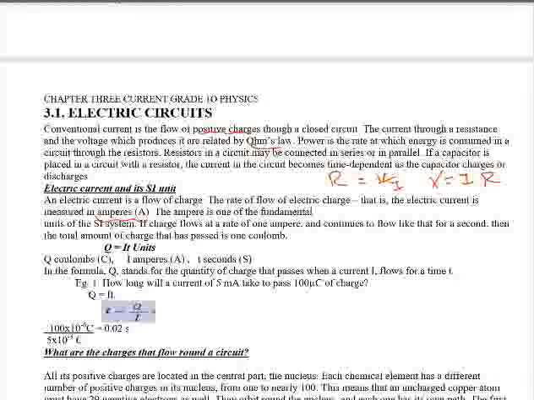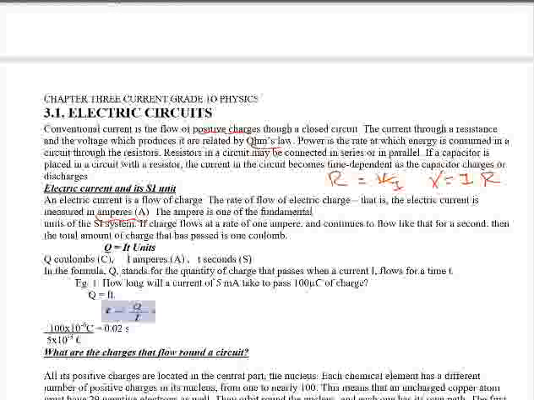Sometimes we can measure by milliampere, microampere, and so on. Those are prefixes, since we have a small amount of current. But the SI unit for electrical current is amperes. And electrical current is a flow of charge, the rate of flow of charge is electrical current.